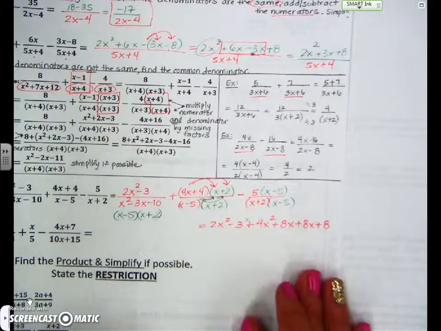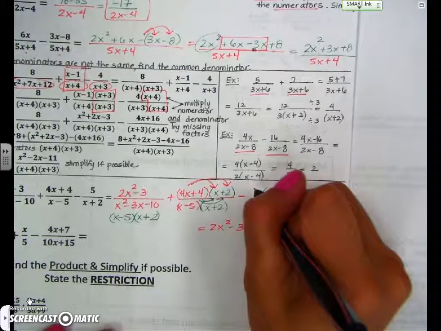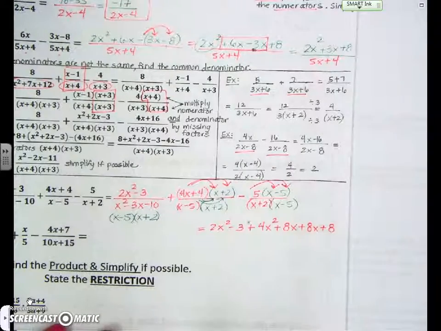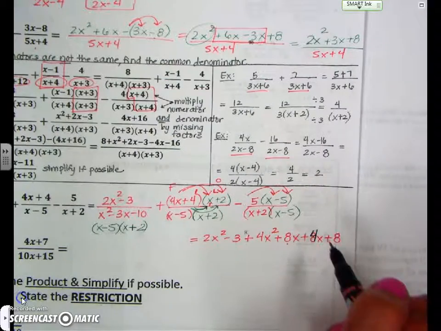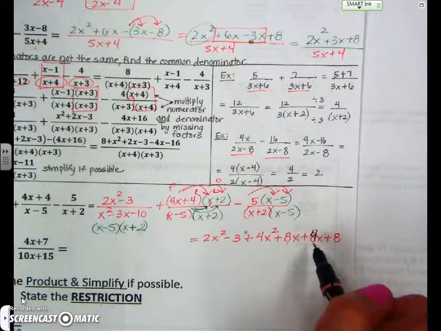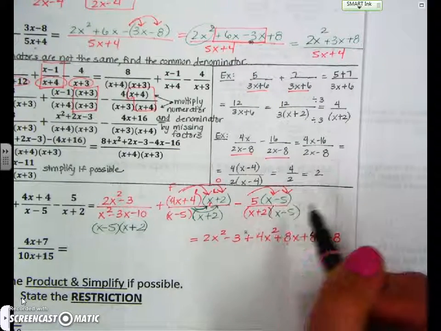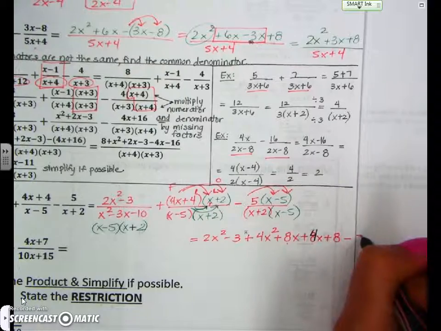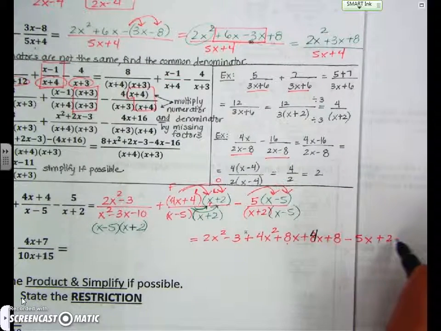I ran out of space, so I'm just adding another sheet of paper, okay? And then you need to multiply negative 5 times x times negative 5. Okay, stop, yes. I made a mistake, guys. This should be a 4x, not an 8x, okay? Negative 5 times x is negative 5x, and negative 5 times a negative 5 is a positive 25.